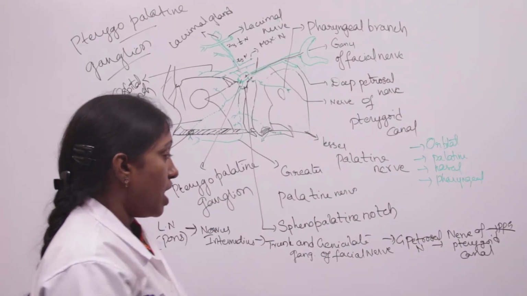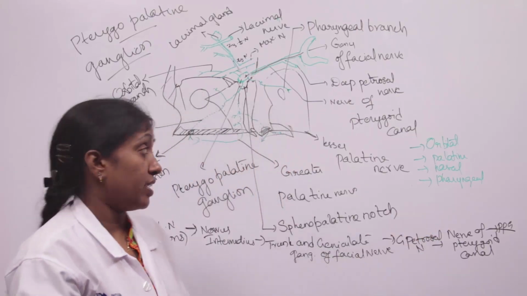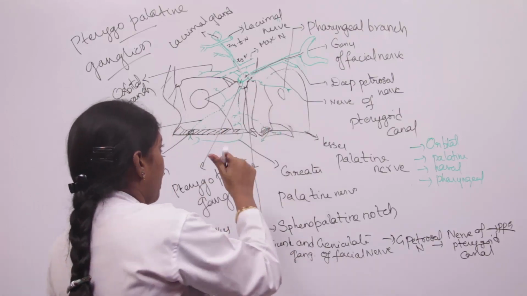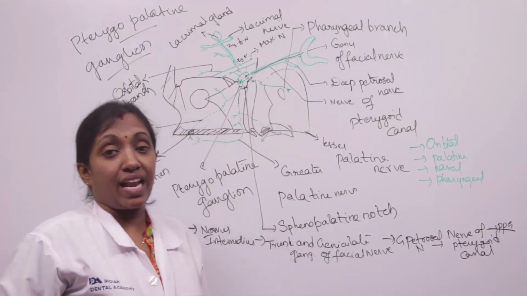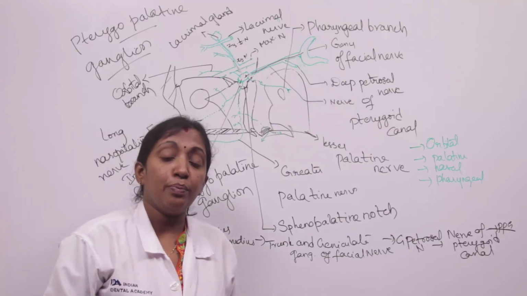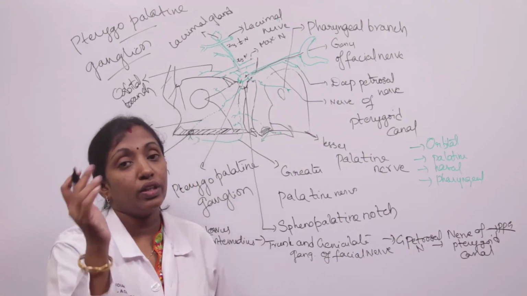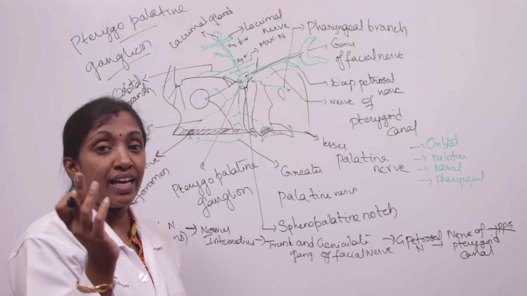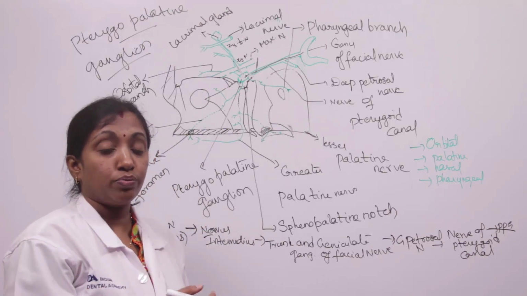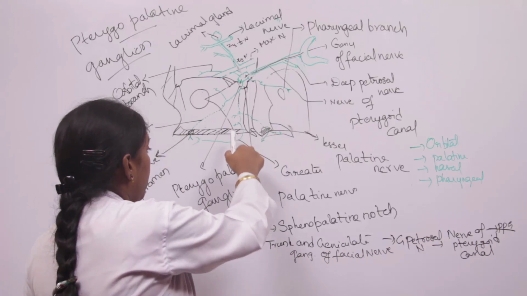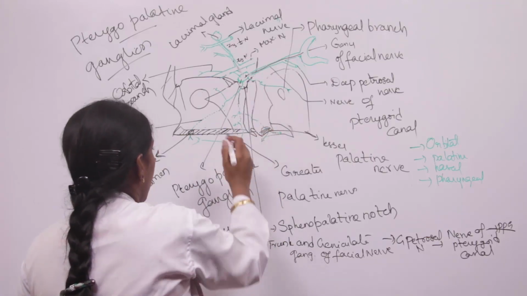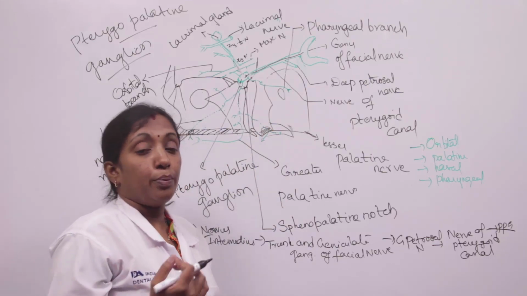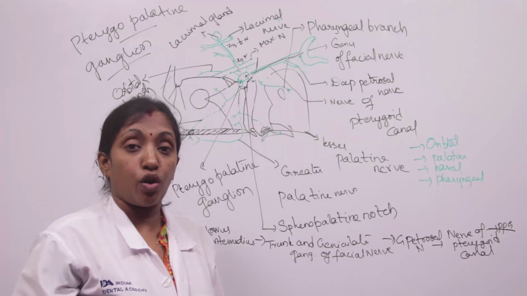Coming to the palatine branches, there are greater palatine nerves as well as lesser palatine nerves. The greater palatine nerves pass through the greater palatine canal and supply the mucous membrane of the hard palate as well as the postero-inferior quadrant of the lateral wall of the nose. We know that the lateral wall of the nose is divided into 4 quadrants: superomedial, superolateral, postero-inferior and postero-superior quadrants. The greater palatine nerve supplies the mucous membrane of the hard palate and the postero-inferior quadrant of the lateral wall of the nose.